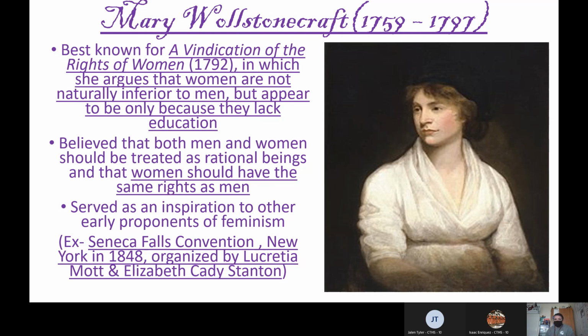She is best known for writing a book, or an essay really, A Vindication of the Rights of Women, 1792, in which she argues that women are not naturally inferior to men, but appear to be only because they lack education. Now, we look at this now, it's like, duh, we're equals. Men, women, people of all colors and creed, we're all just human beings, we're equally capable. But back then, that's not how a lot of people thought. Well, she's saying no.